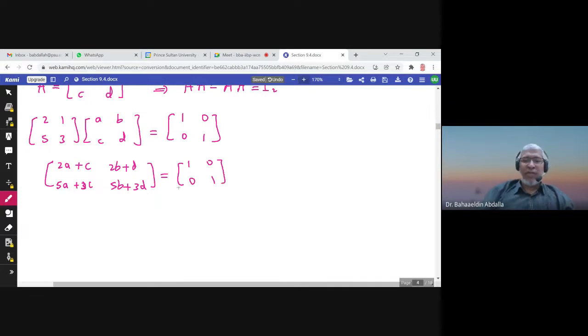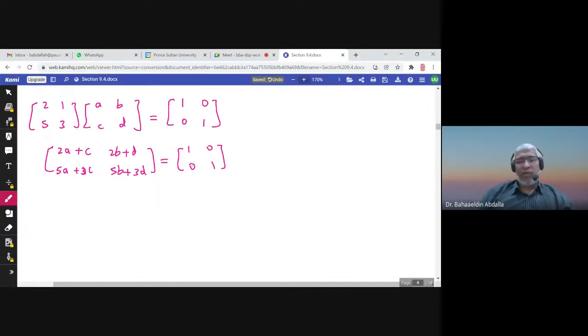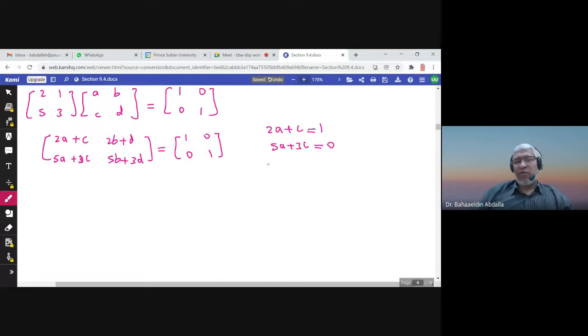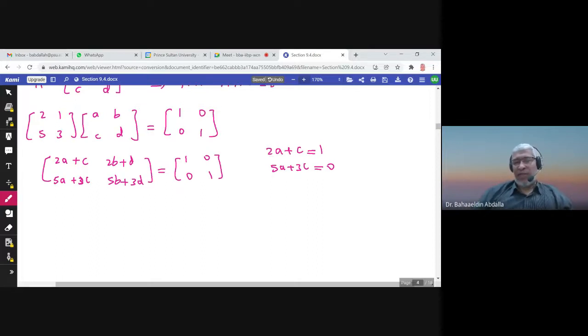Now these two matrices are equal. Do you remember the equality between two matrices? What is the meaning of two matrices are equal? It means that 2A plus C should be equal to what? To 1. And 5A plus 3C should be equal to what? To 0. Now, these are two equations in two variables. Can't we solve them and find the values of A and C?